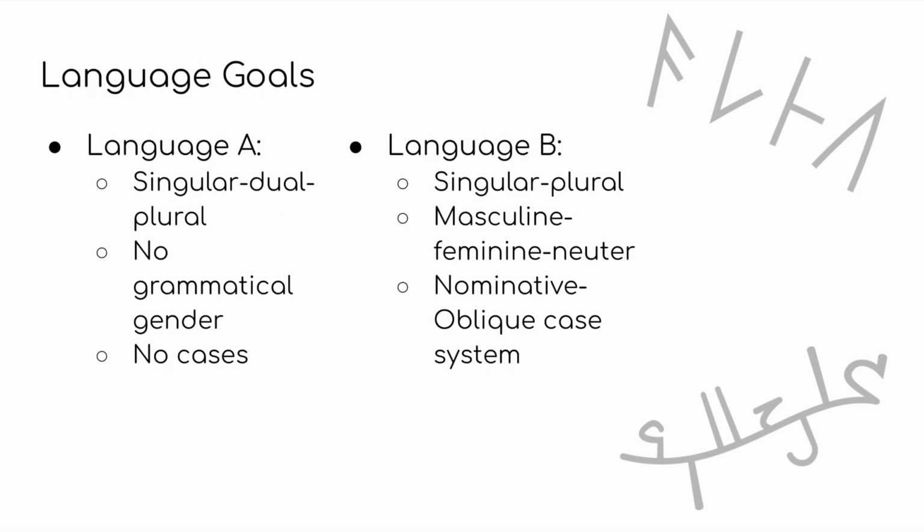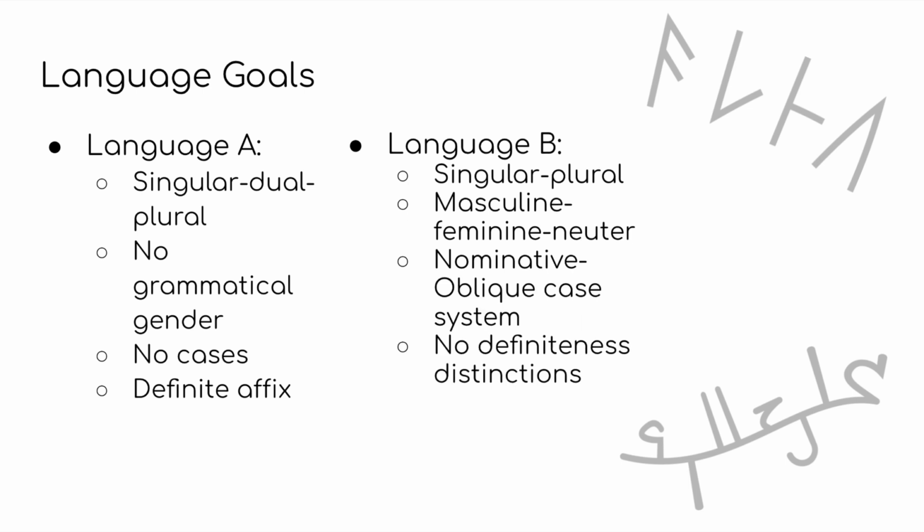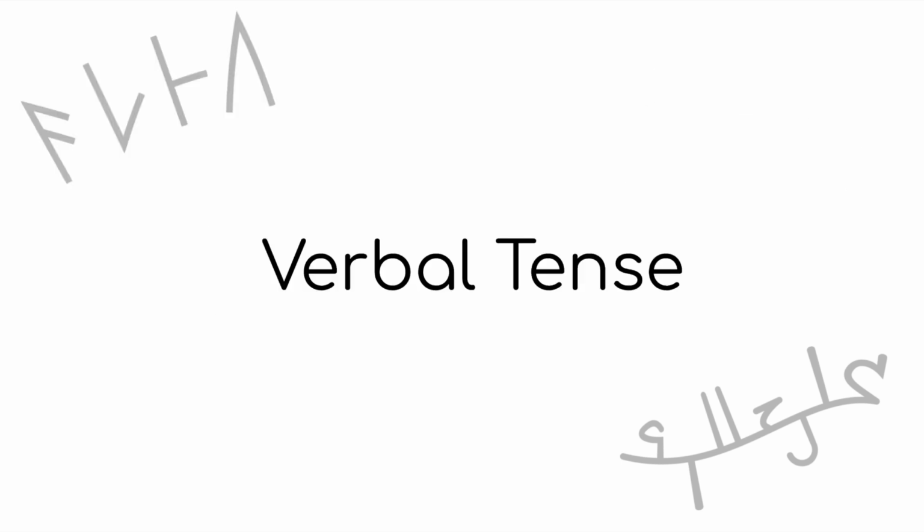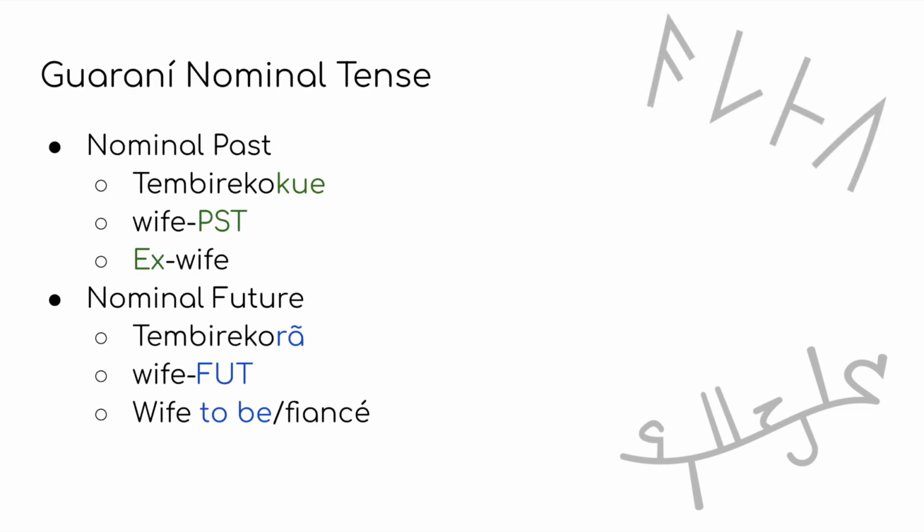For our example languages, let's give language A a definite affix and leave definiteness out of language B just to keep things relatively simple. There are some other, less common categories as well. For example, at the start of this episode, we mentioned tense as a verbal category, but in some languages, it occurs on nouns as well. In Guarani, for example, nouns can take suffixes that indicate past and future.